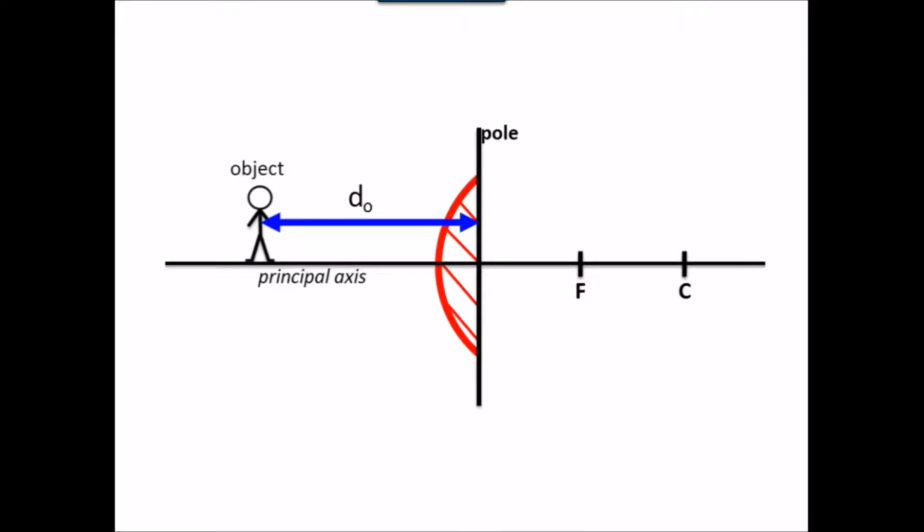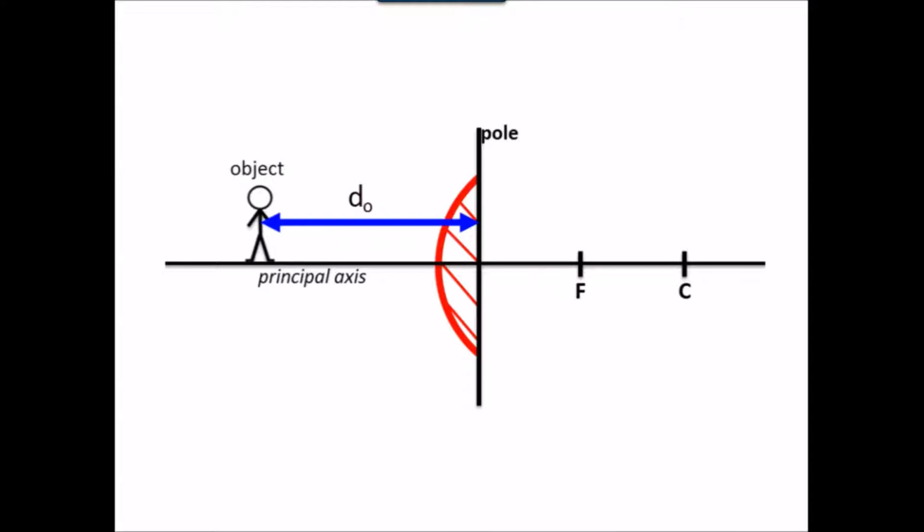There are a few words we need to get used to. The horizontal line is called the principal axis, or just the axis. The whole diagram is laid out along it. The vertical line is called the pole of the mirror. It's the line where reflection actually takes place. You'll see the full significance of it soon.